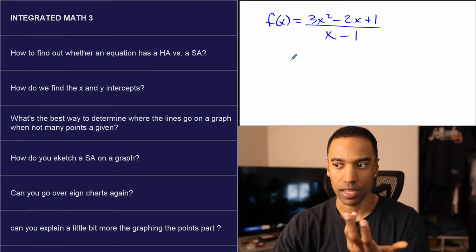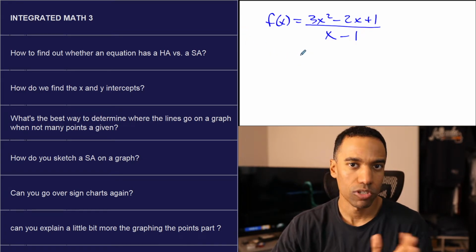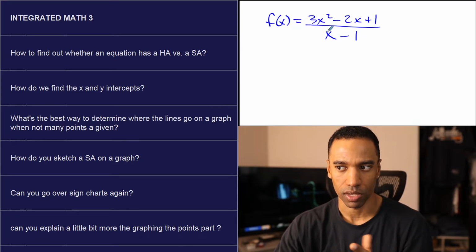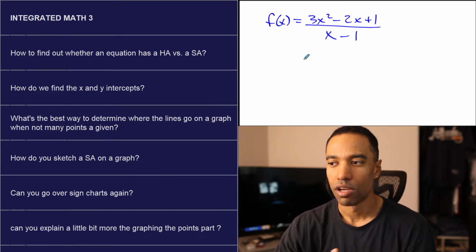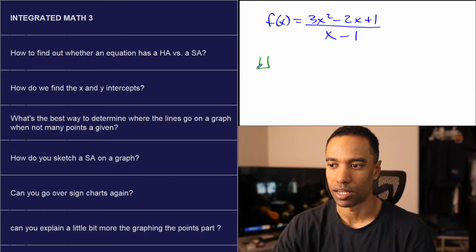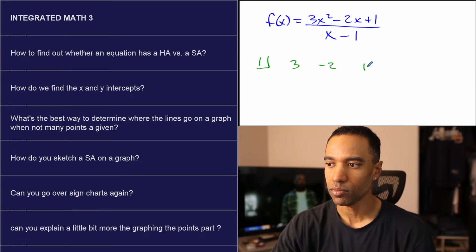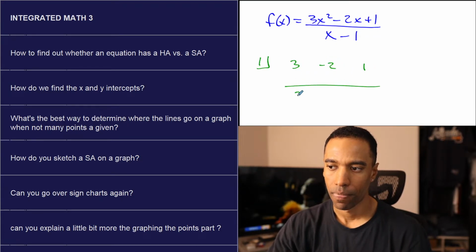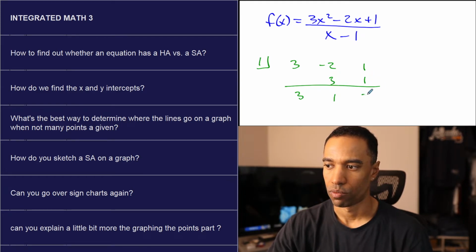Just like from before, use division. You don't have to do long division if this is a linear factor, so I'll use synthetic division again like I did last time. That will be faster for me. So 3, 3, 1, 1, and 2.